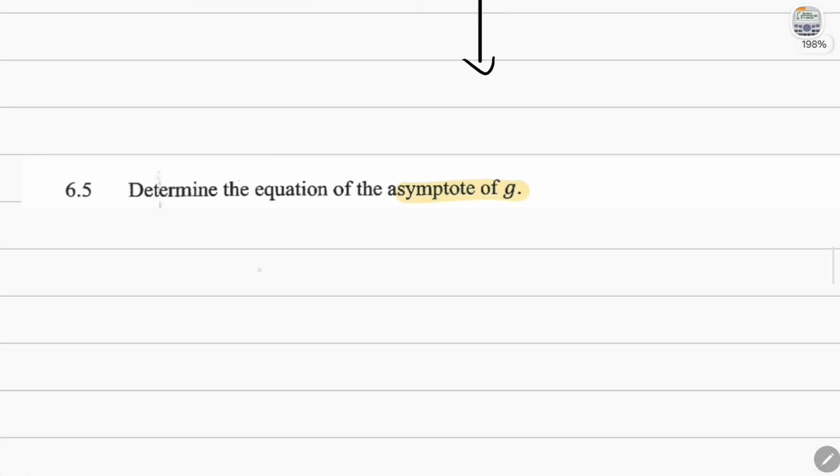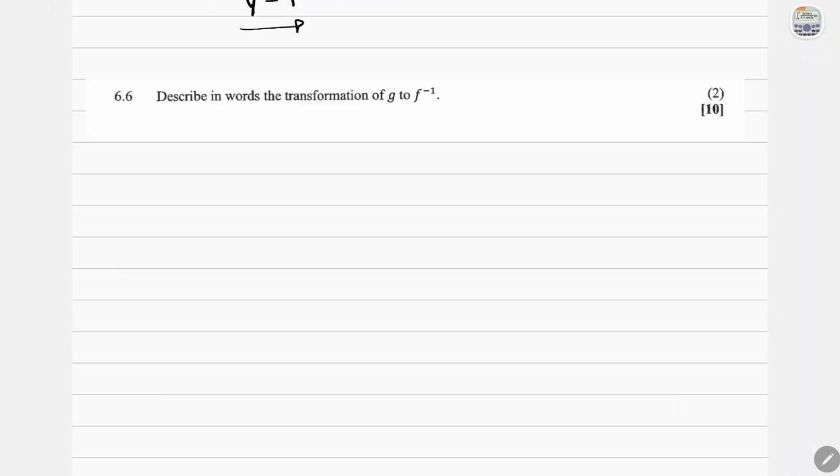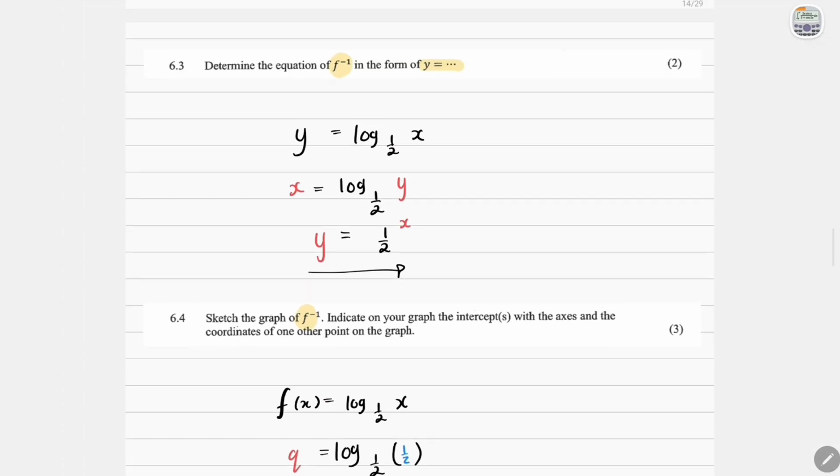We'll just tell them it is y equals 1. And that is our answer. Moving on to the next question. And then question 6.6 says, describe in words the transformation of g to the inverse of f. Okay, we're going from g to the inverse of f.